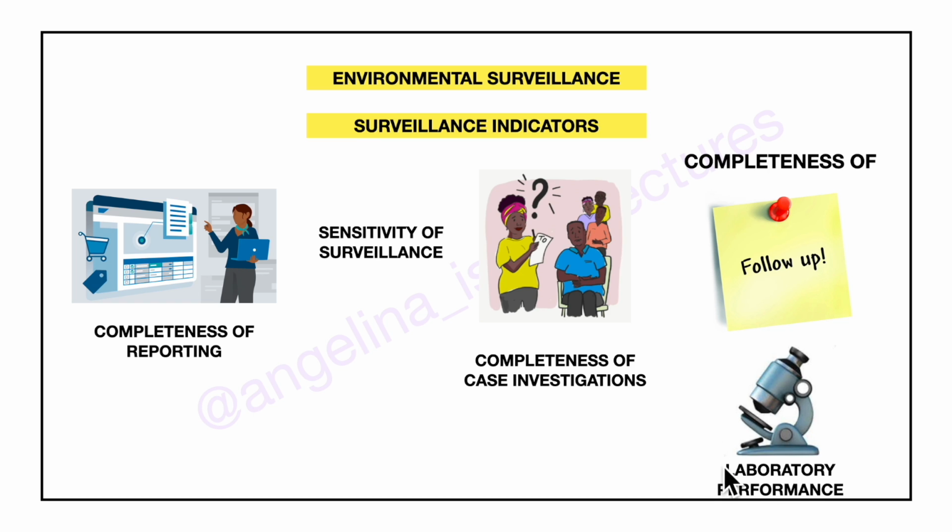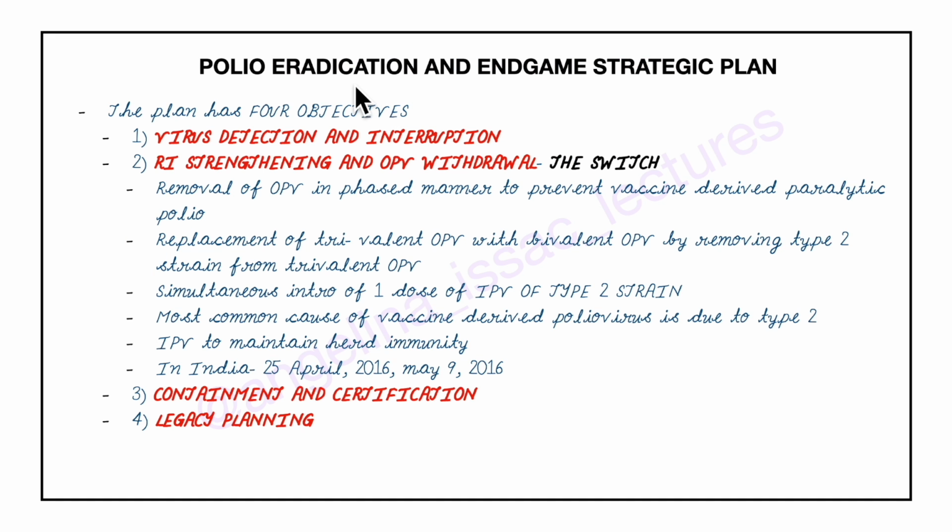Finally, looking at laboratory performance. All the AFP case specimens must be processed in a WHO accredited laboratory within the Global Polio Laboratory Network, that is GPLN. Finally, let's look at the polio eradication and endgame strategic plan. This plan has 4 objectives: virus detection and interruption, routine immunization strengthening and oral polio vaccine withdrawal, which includes the switch, containment and certification, and finally legacy planning.